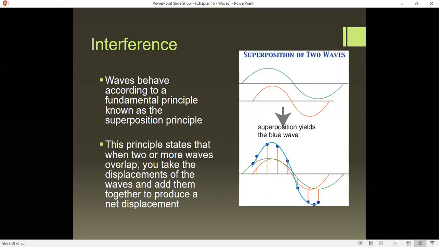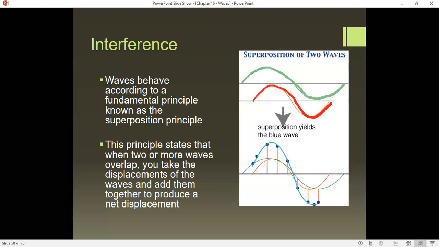So for instance, let's say we have waves on a string. I have this green wave right here, and I'm going to add it to this red wave right here. When the two interact, the superposition principle says the displacement of both we add together.